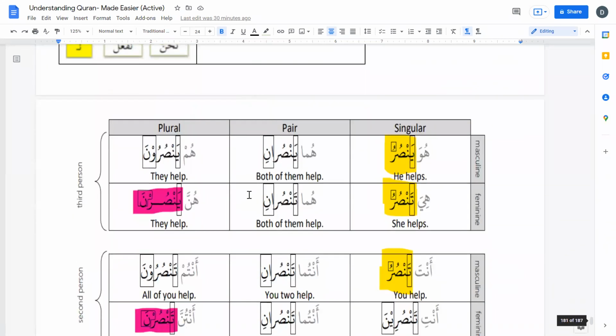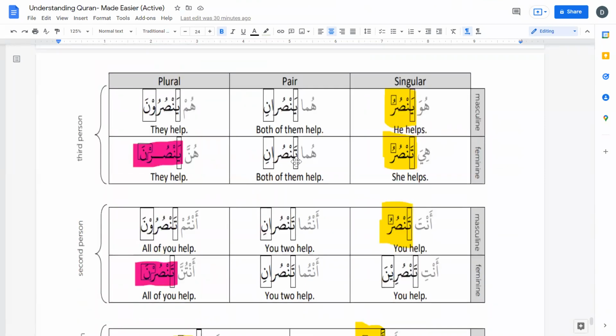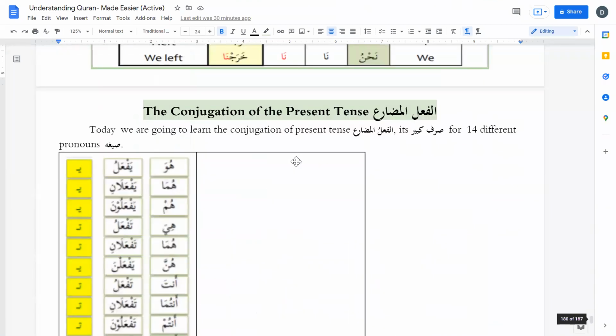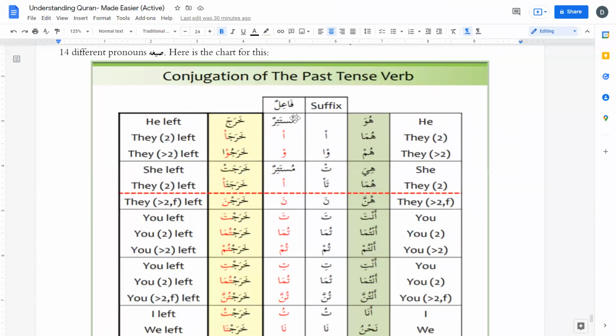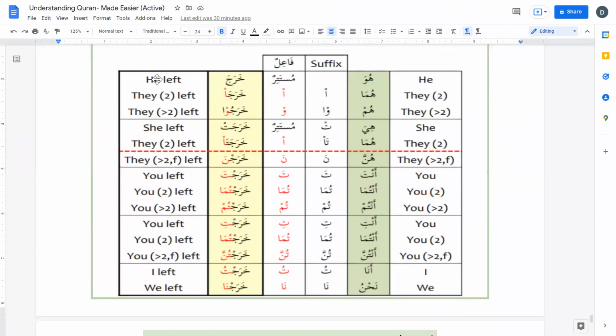All the fi'l mudari forms of nasara. If we put nasara in the past tense, it would be nasara, he helped. Then nasaru, nasarat, nasarata, nasarna, nasarta, nasartuma, nasartum, nasarti, nasartuma, nasartunna, nasartu, and nasarna. So this is for fi'l madi.